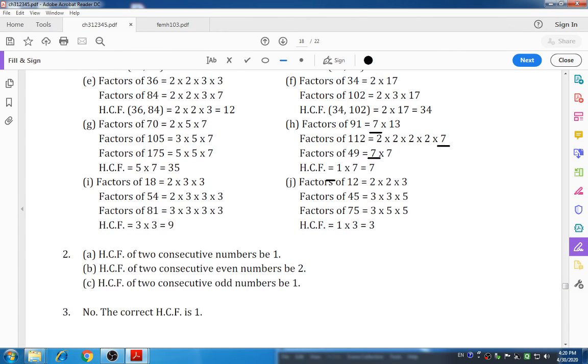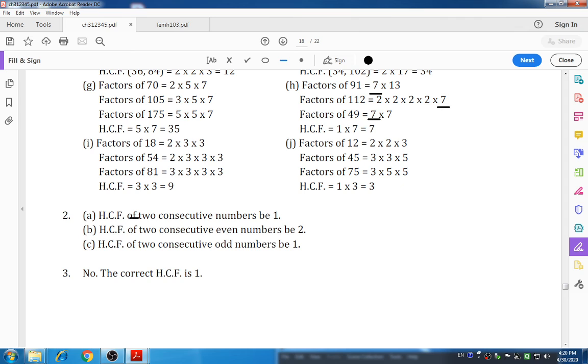So what is the second now? Now we have to find the HCF of two consecutive numbers, which is 1, because consecutive means next to each other, and the next numbers always have 1 as a common factor. So HCF of two consecutive numbers is always 1. HCF of two consecutive even numbers. Okay, look at your two consecutive.